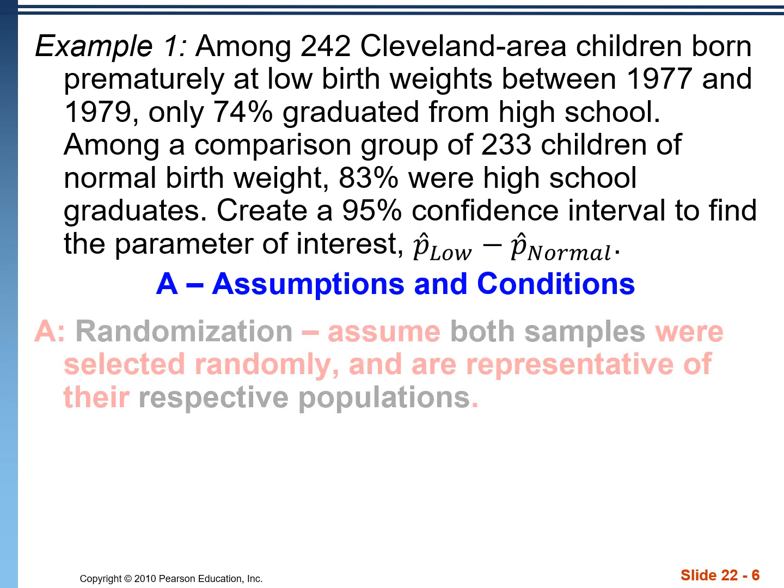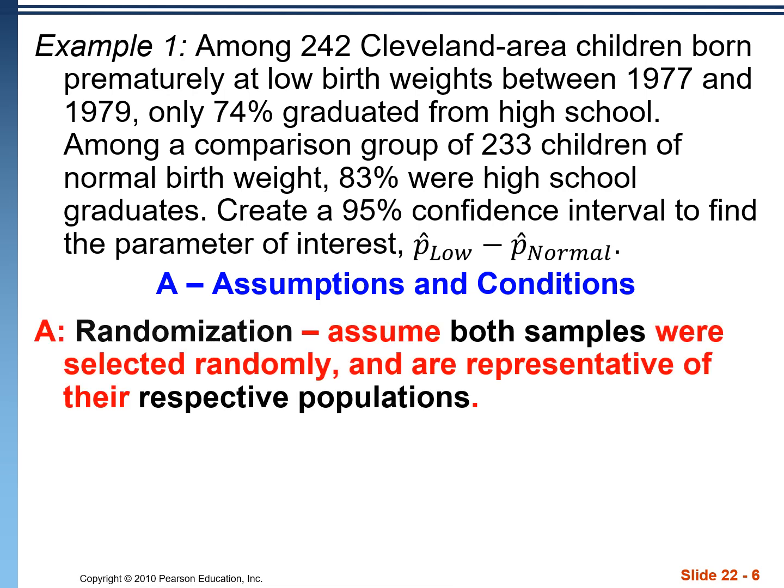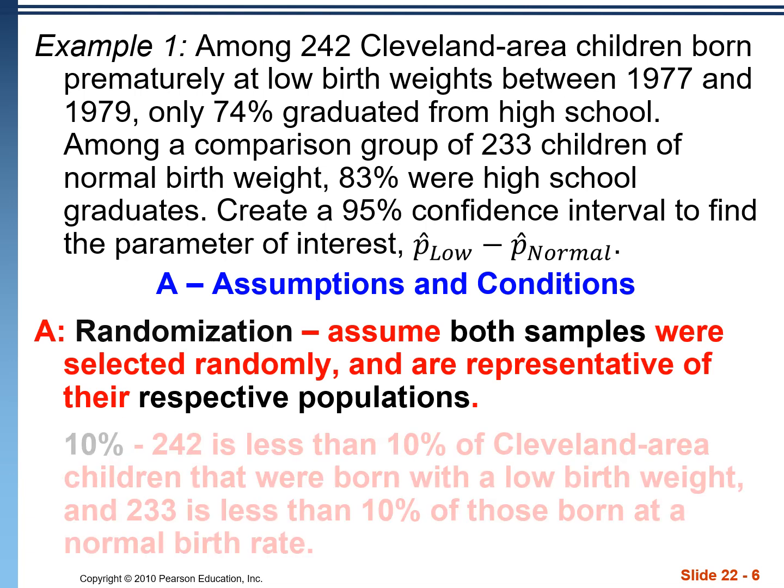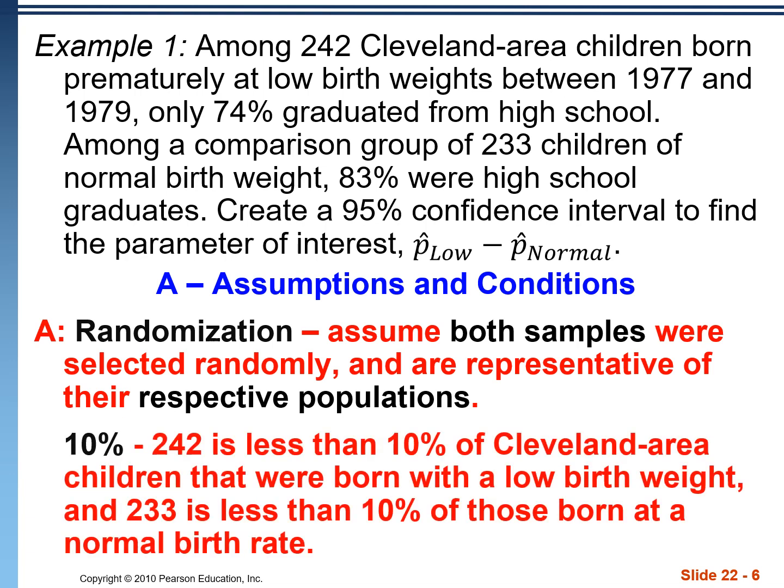A, assumptions. Randomization. Assume both samples were selected randomly and are representative of their respective populations. 10%, 242 is less than 10% of Cleveland area children that were born with a low birth weight. 233 is less than 10% of those born at a normal birth rate. Okay, we're checking all these conditions for both groups.